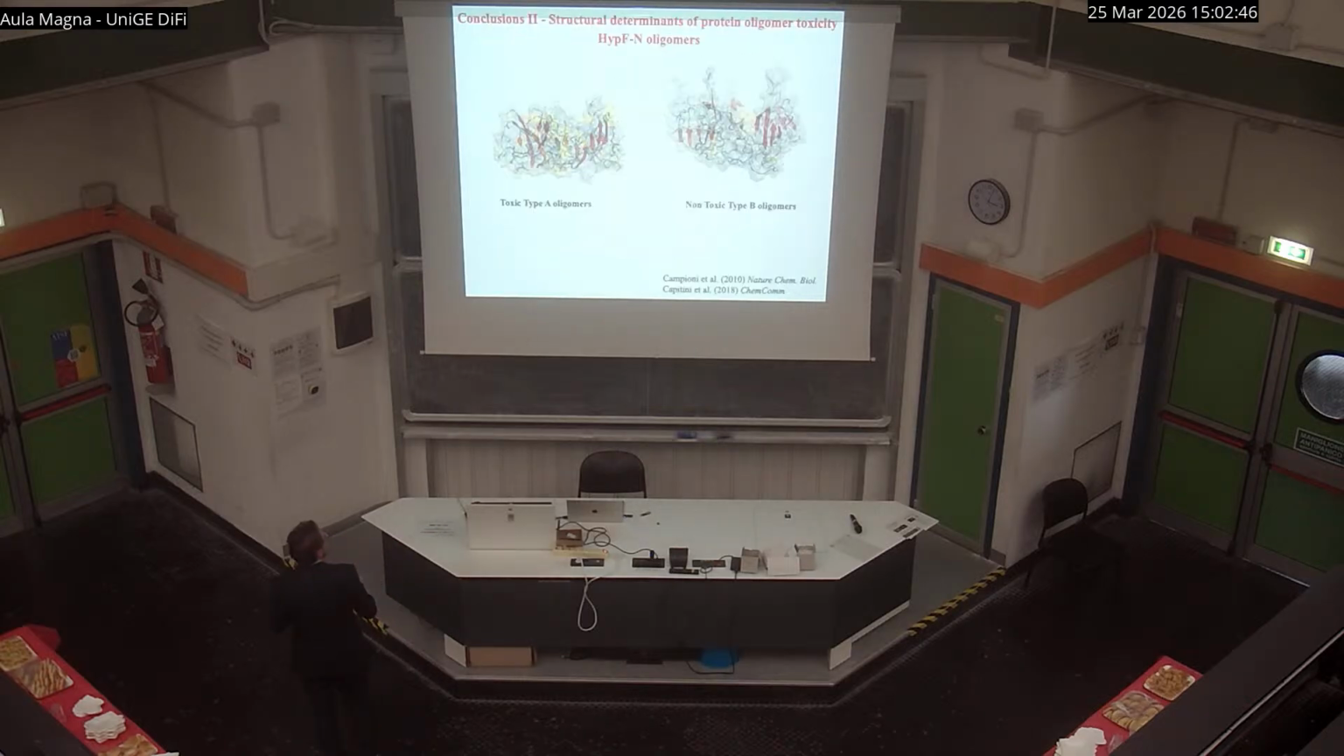Okay, we can skip that because it was another argument, and this actually summarizes the difference between toxic type A oligomers and non-toxic type B oligomers. They are similar in terms of size, determined with AFM. They both contain beta sheet structure, but the toxic species are more structured than the non-toxic species. They have a flexible N-terminus, solvent-exposed hydrophobic residues for the toxic species, and buried hydrophobic residues for the non-toxic species.